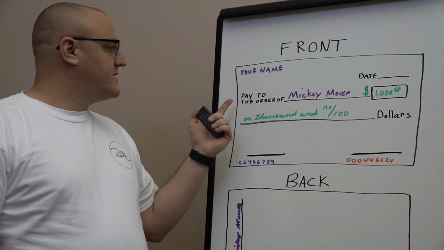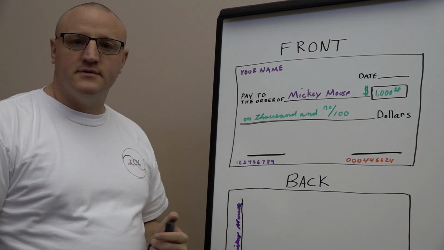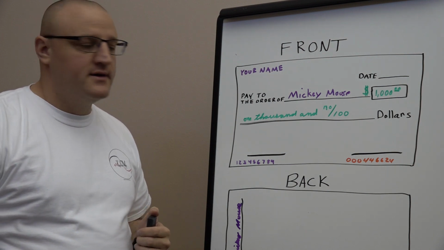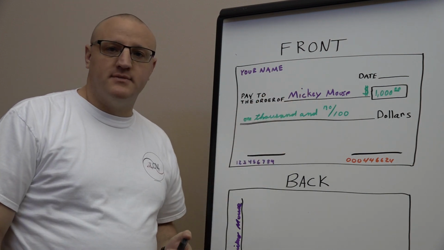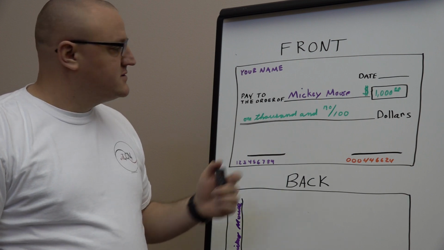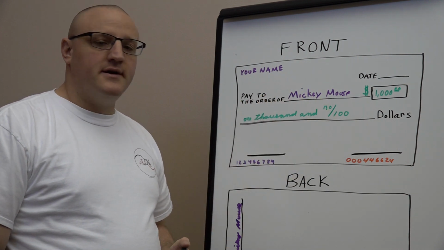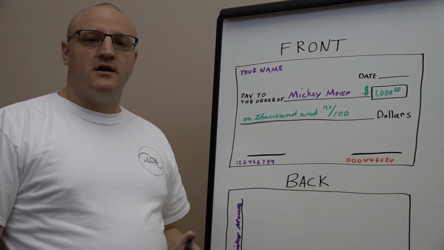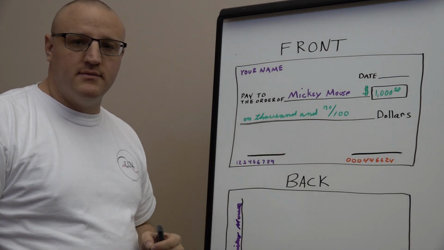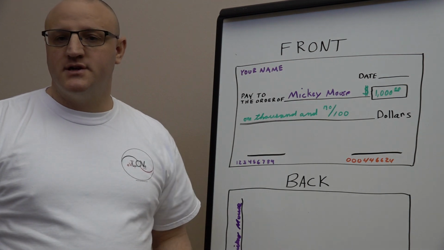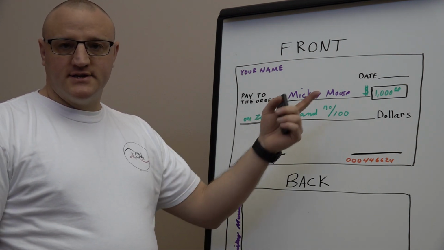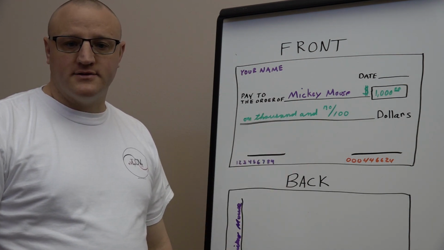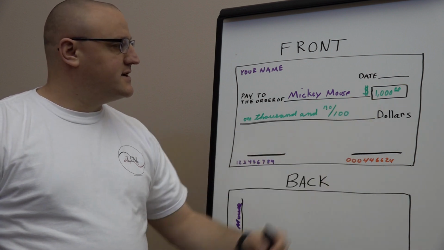The next line on there is paid to the order of, which is basically just saying who you're going to pay. In this case, we owe Mickey Mouse some money, so we're paying Mickey some money. So you write his name in there, or her name in there. And then over here you're going to have a box with a dollar sign. This is where you write the numerical amount of the check, the amount that you want the check to be cashed for. In this case, I'm paying Mickey $1,000, so I write 1,000 in there.